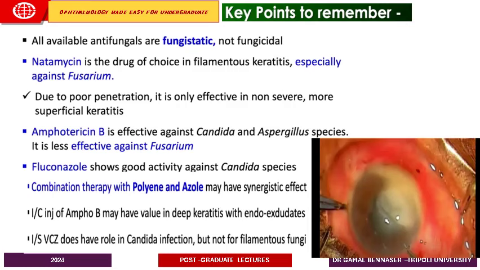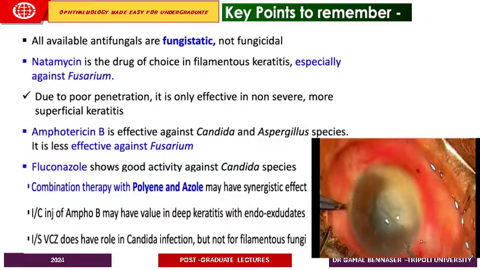So as I said, natamycin is the drug of choice because it has broad spectrum activity against filamentous keratitis, Aspergillus and Fusarium, and also against Candida, unlike other medications like amphotericin B, which acts primarily against Candida and filamentous keratitis, except Fusarium. Similarly, fluconazole. So the poor penetration of the drug inside the cornea is one of the challenging points that make natamycin not that useful in deep keratitis or deep stromal keratitis.